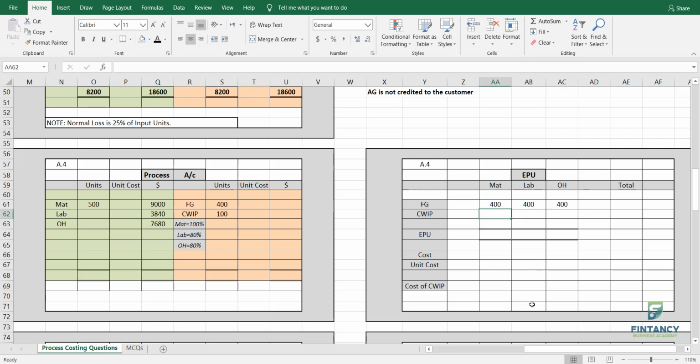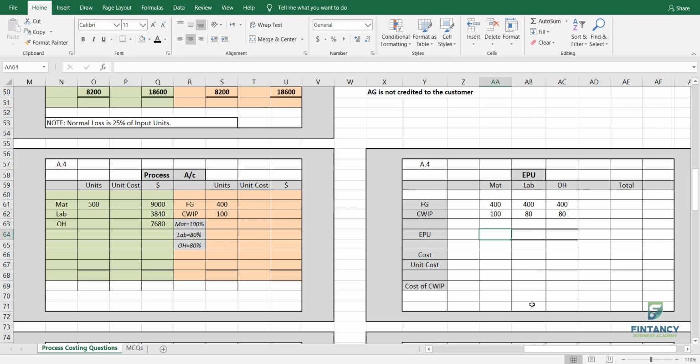Let us see about CWIP. So then they say there are 100 units in CWIP which are 100% complete from material point of view. So what I will do here, I will write 100. Right? Then I say there are 100 units which are 80% complete as per labor. So 100 into 80%, how much? 80. Right? So 80. Similarly here 80. This is the way to calculate, just multiplication, nothing else.